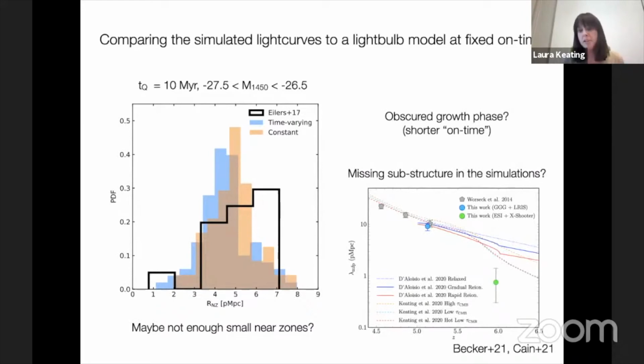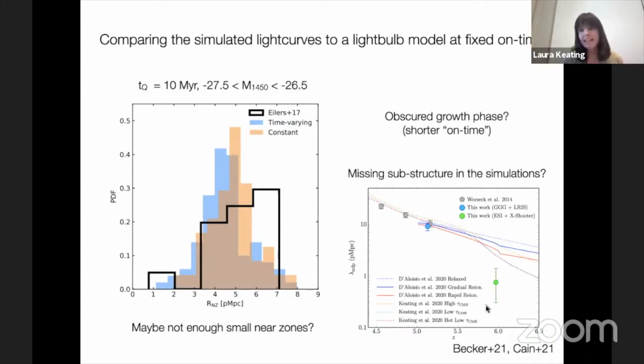Like obscured growth might play more of a role. In that case, you could have a shorter on time for the quasar. But I think even more interestingly, there's been a couple of cool papers out in the last couple of months showing the role of the mean free path. And this is a result from George Becker's recent paper showing that the mean free path at redshift 6 is quite small. And this dashed line here is the result from the simulations that I've been working with. So you can see that the mean free path in our simulations is too big compared to what's actually observed.